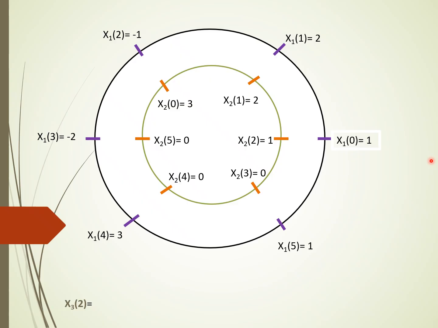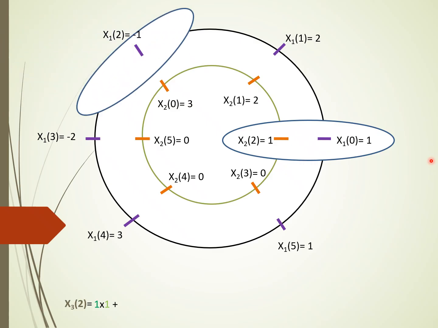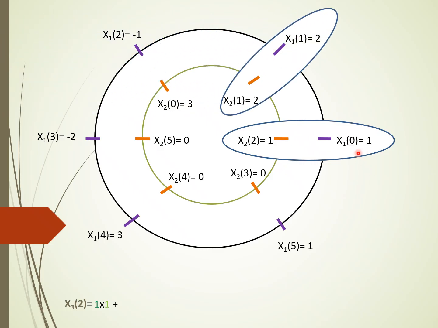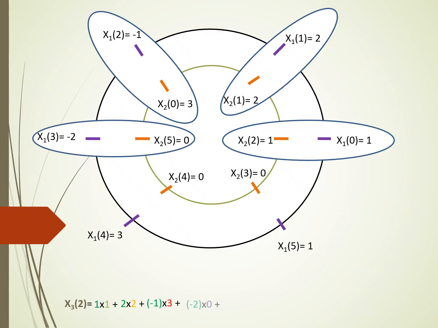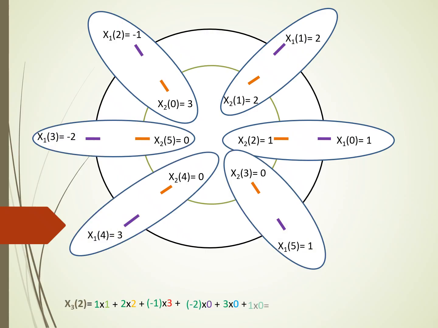Now moving on to find the value of the element x3 of 2. How are we going to do it? We just multiply the corresponding values of the outer circle and the inner concentric circle. In this case, it is 1 into 1 plus 2 into 2 plus minus 1 into 3 plus minus 2 into 0 plus 3 into 0 plus 1 into 0. And the answer is 2.